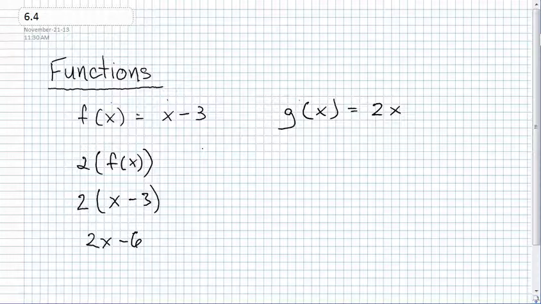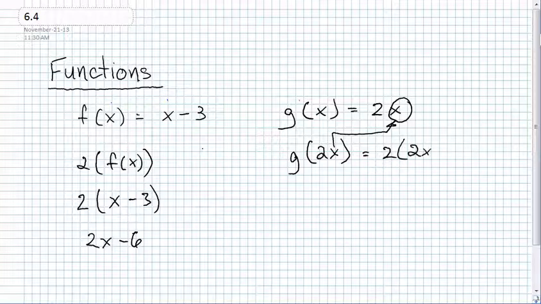The other thing I can do is I can substitute besides x in there. I can say, well, what is g of 2x? Okay, and what that means is, again, you're going to substitute in for x. You're going to put 2x there instead. So that's going to look like 2 times 2x. And so g of 2x is simply 4x. All right? And again, this function notation all does the same thing. Whatever's in the brackets gets substituted in for the variable.